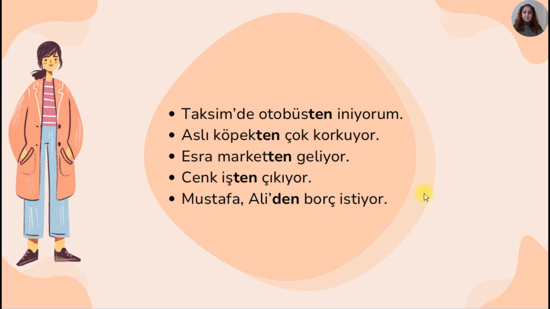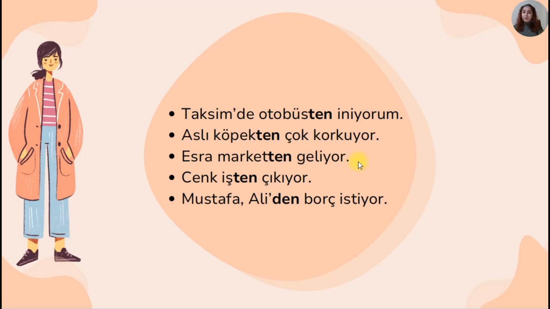Okay, let's examine the sentences in detail. Taksim'de, in Taksim, otobüsten, from the bus, iniyorum. Inmek was to get off, and the person says I'm getting off from the bus in Taksim. I have to say otobüsten iniyorum. Aslı köpekten çok korkuyor.